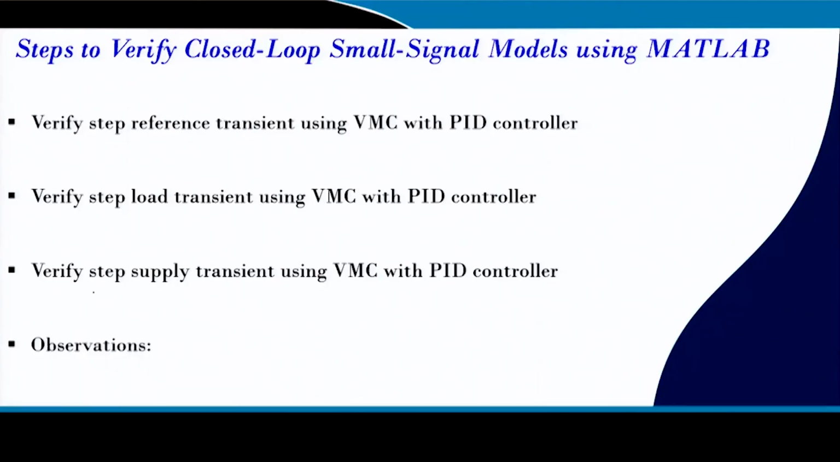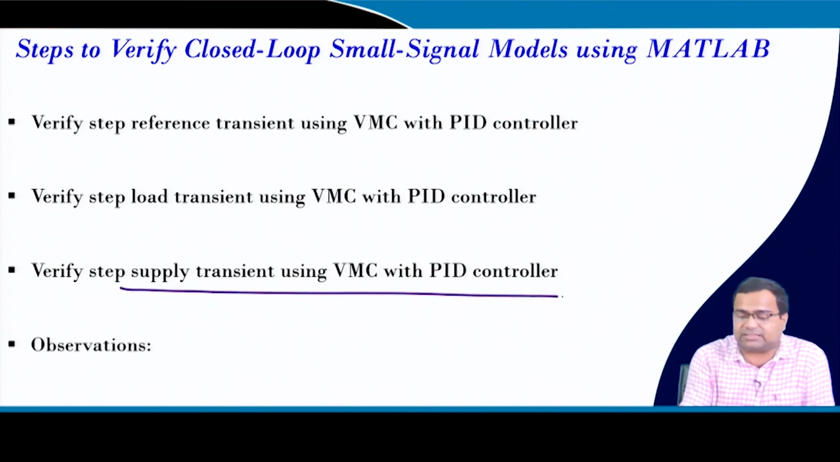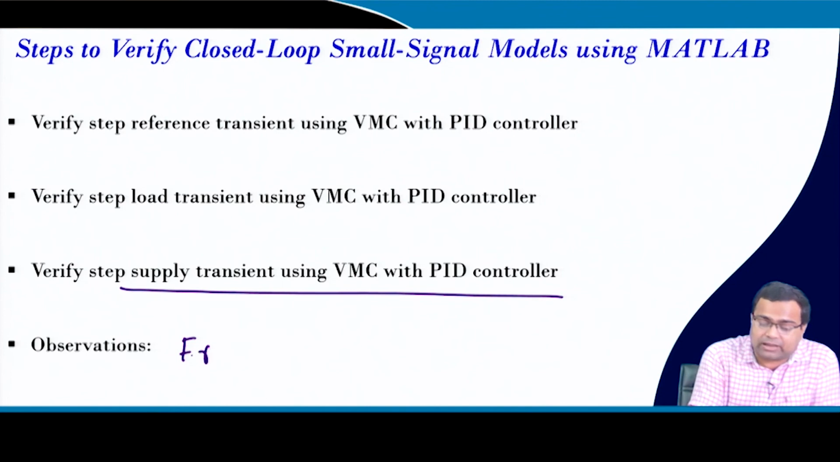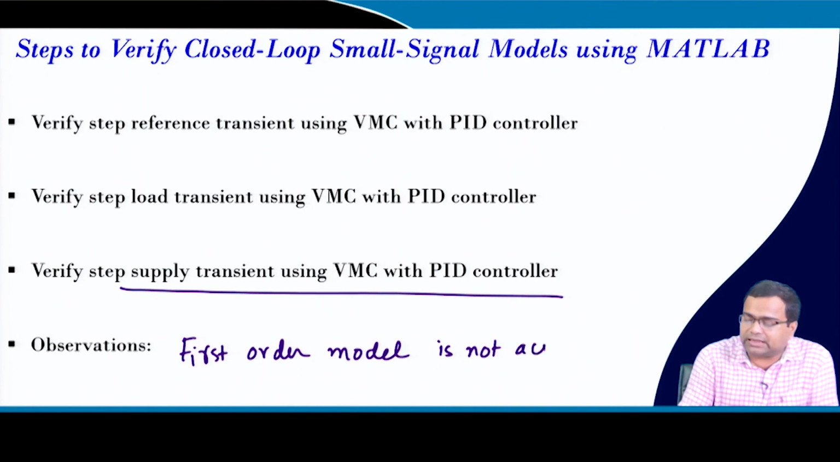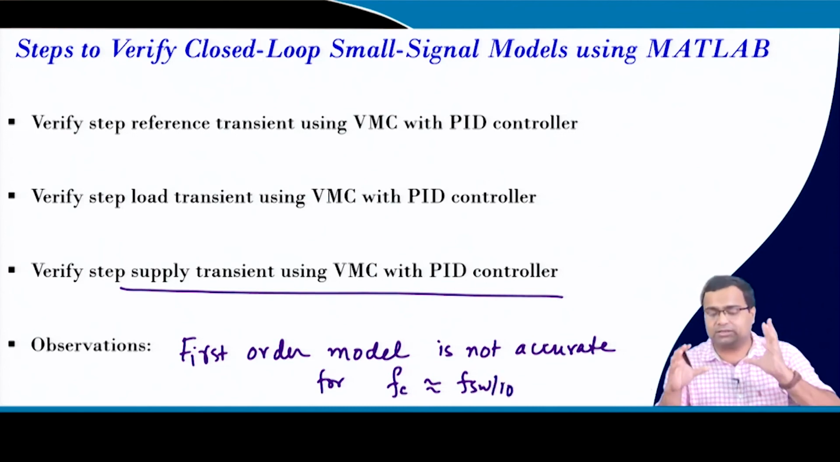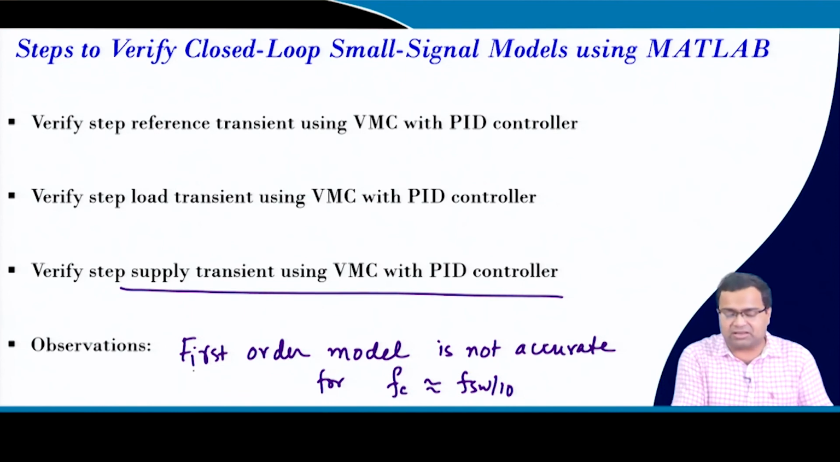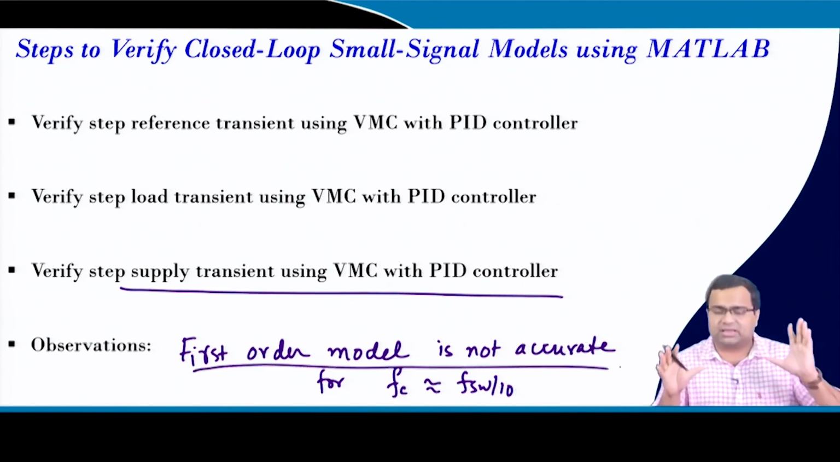So, the supply transient also, similarly, we can carry out the supply transient response. So, the observation is that the first order model is not accurate for cutoff frequency roughly around FSW by 10, and we are familiar with this, that means 1/10 of the switching frequency. So, the first order model is not matching. So, this may not be a good way to design.